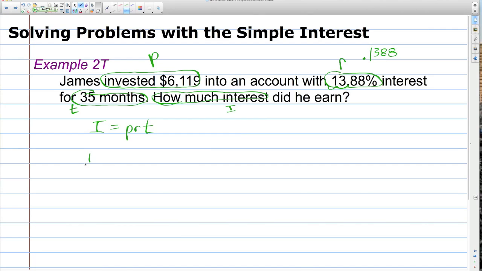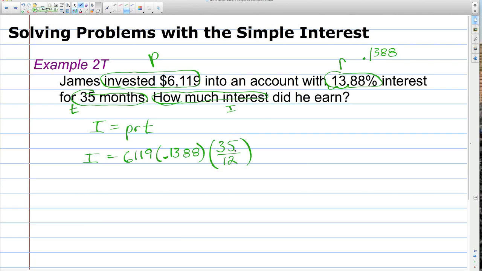So interest is equal to the principal, $6,119, times the interest rate, 0.1388, times the time. Now watch how I write the time. Since there's 12 months in a year, I just take the months and I put it over 12.